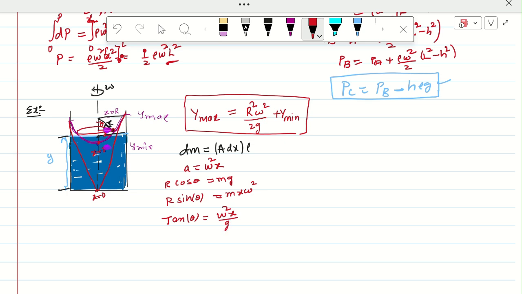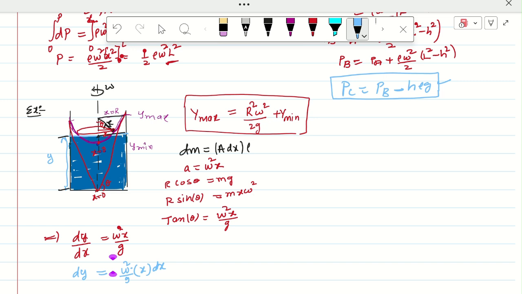From the diagram, y is varying, right? So theta will be varying. Tan theta is the slope here, dy by dx, the change in y with respect to x, equal to omega square x by g. So dy is equal to omega square by g into x dx.